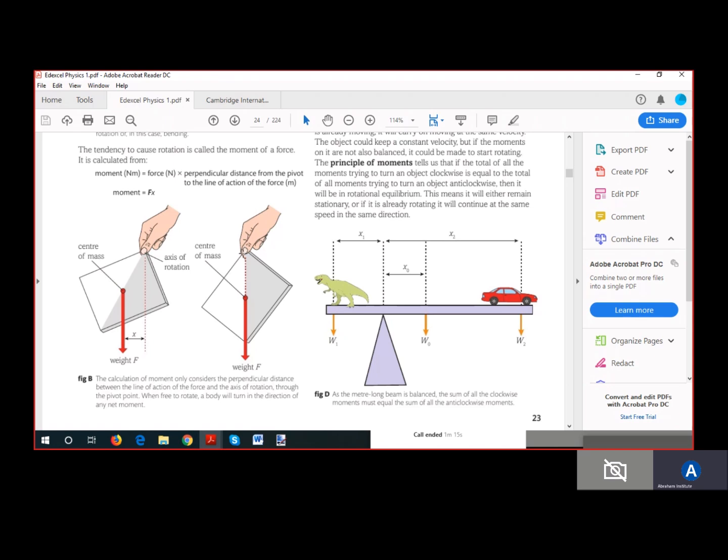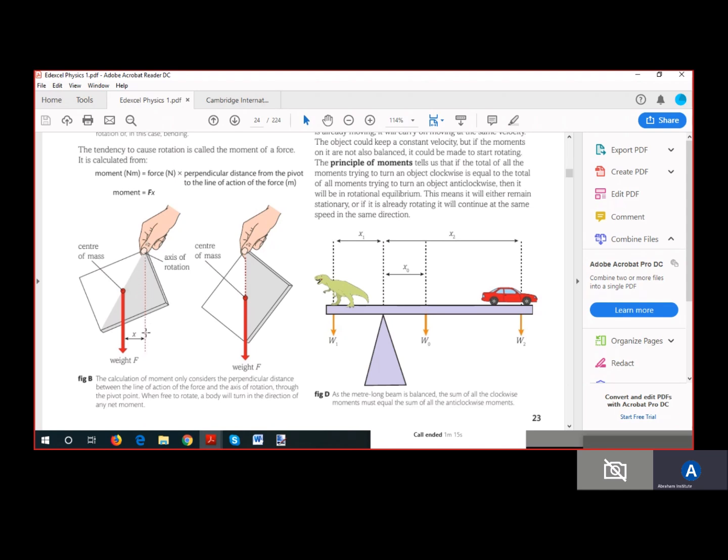Okay, because if it's a contact force, it has to be perpendicular. So we can say the force of friction is vertically upwards, and the weight force is vertically downwards, and they are in the same line of action. Over here, the frictional force is vertically upwards, because this is trying to move down, but the weight is vertically downward, and they are not in the same line.